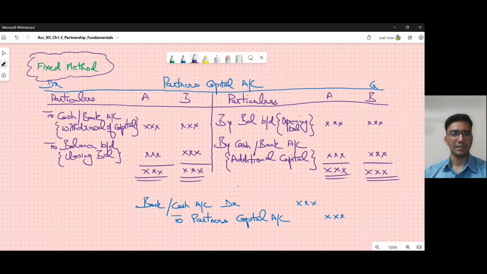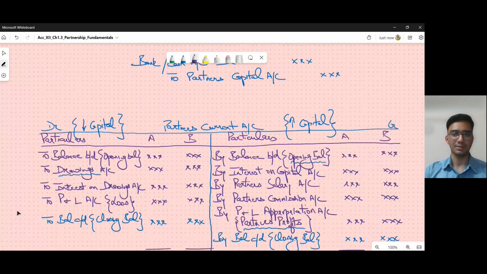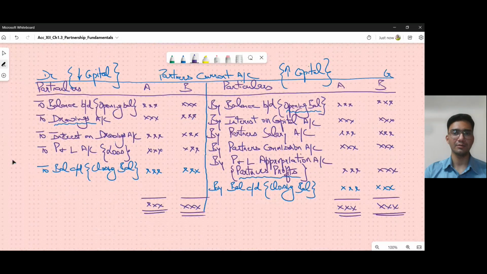So it depends. At times, the partnership may say that the firm is maintaining the capital accounts of the partners through the fixed method. So in that case, we know this is the first account that we are going to make, and these are the 4 items that come under it. And along with this, we also have to make a partner's current account, which is the second account that I'm showing on screen right now.